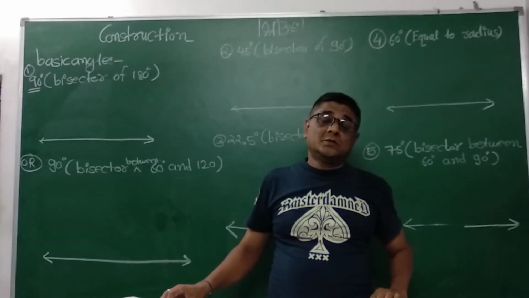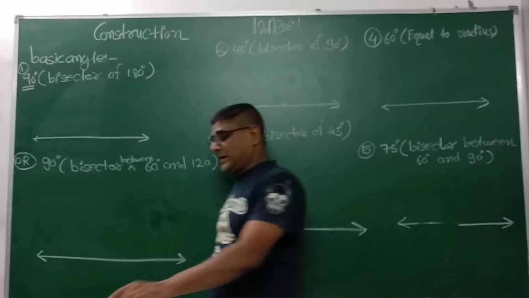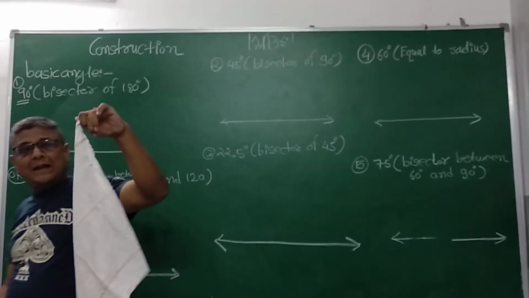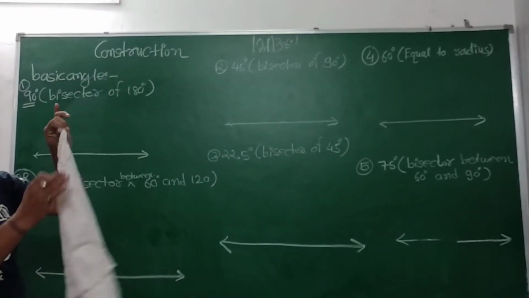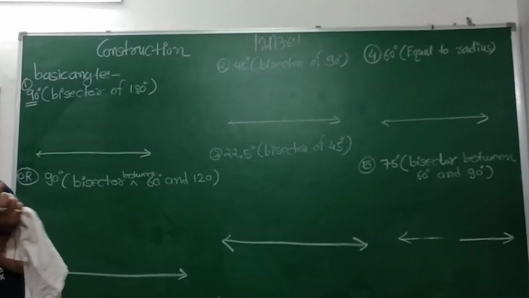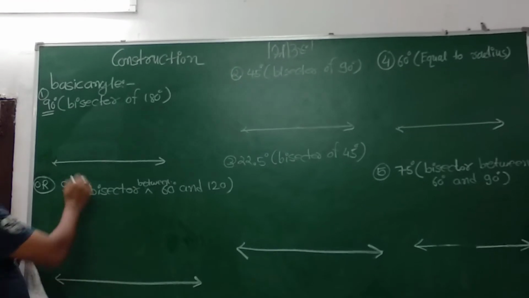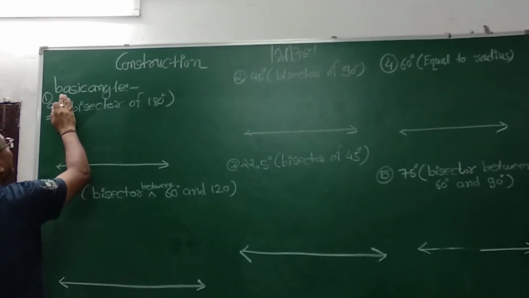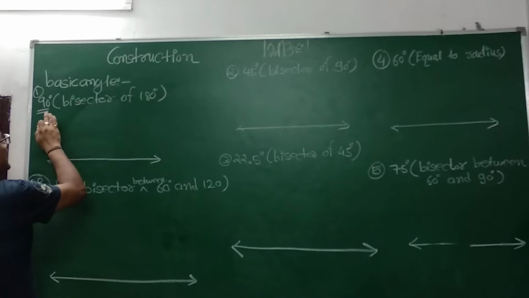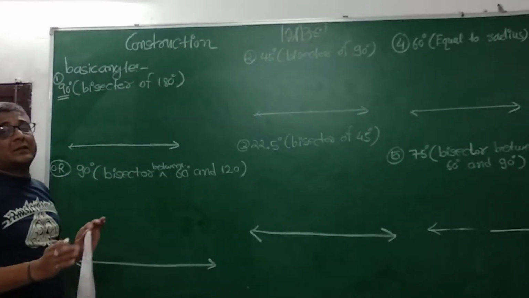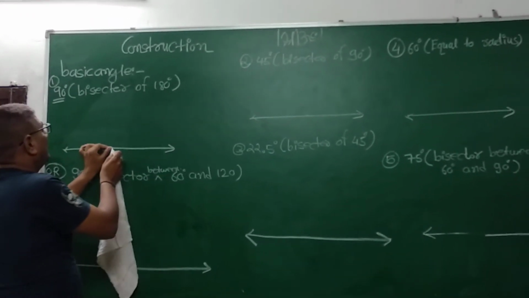So first we are going to do this hand: that thumb portion is the needle of the rounder and this chalk portion is your pencil portion. So first we draw the basic angles. First 90 degree and 60 degree are the basic angles. So how do we draw 90 degree?